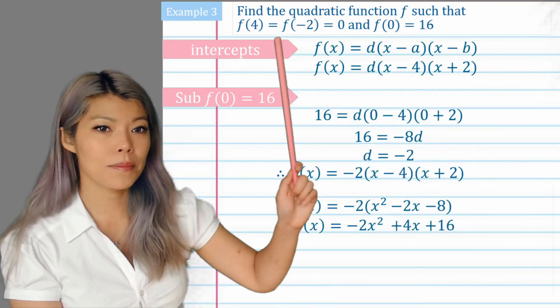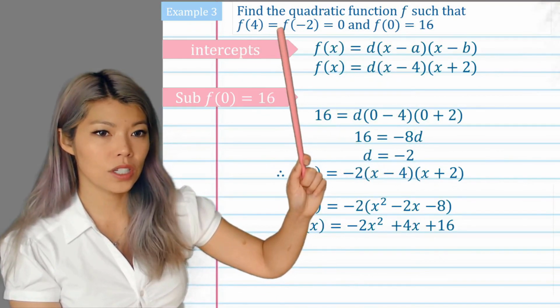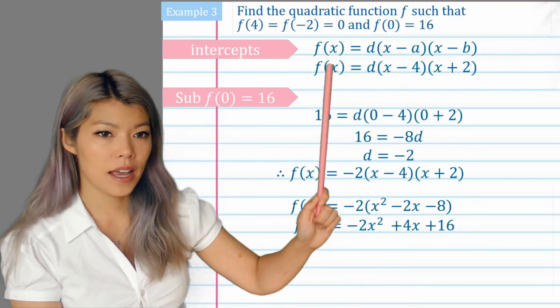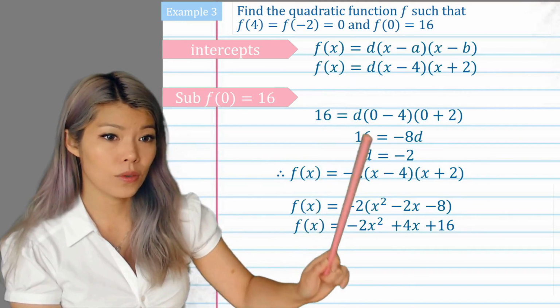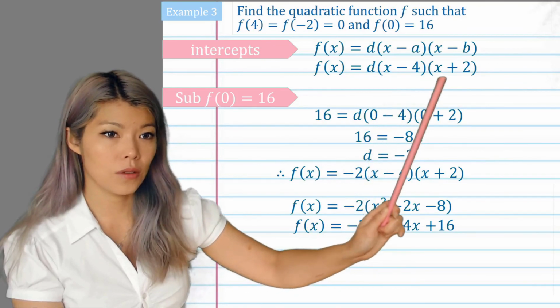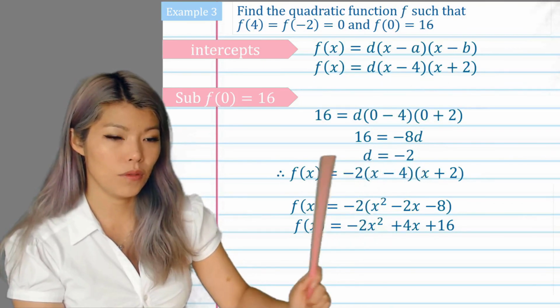I strongly recommend that you have a look at this question, maybe even rewind it, and then see if you get to the same answer. You'll have to be careful with negative numbers, especially with the x-intercepts and moving things around.